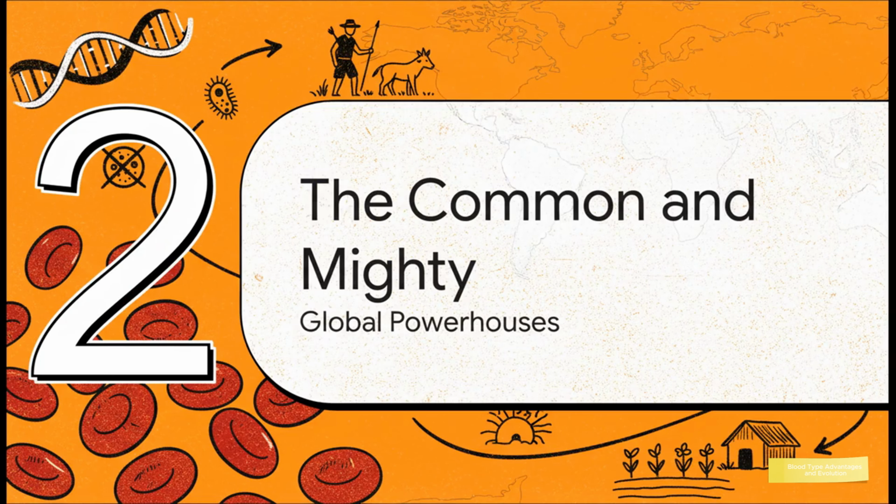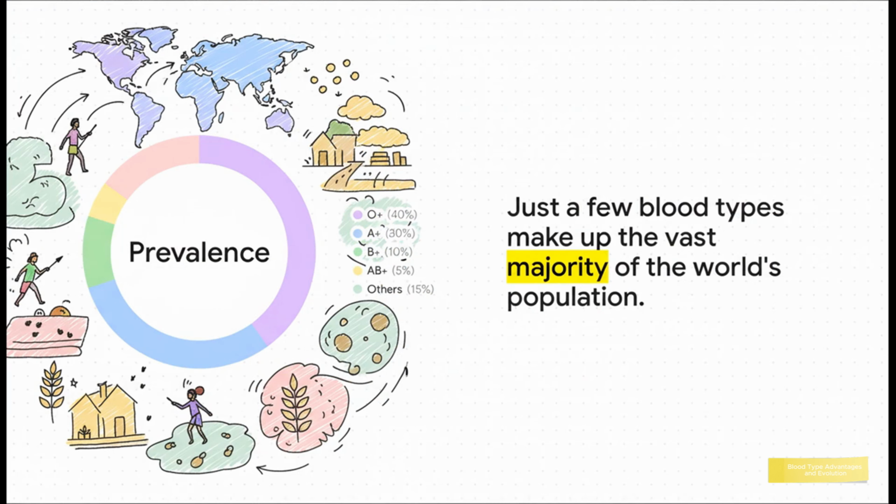So let's start with the most common blood groups on the planet. And these aren't just common by chance. Their dominance has literally shaped human health across the entire globe. Just take a look at this chart. You can see right away how just a few types make up, well, almost everyone. The vast majority of the world's population has one of these 4 types. So let's start with the biggest one of all, a blood type with some really surprising strengths and weaknesses.